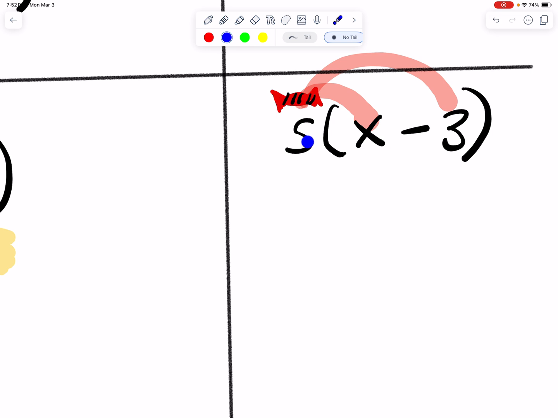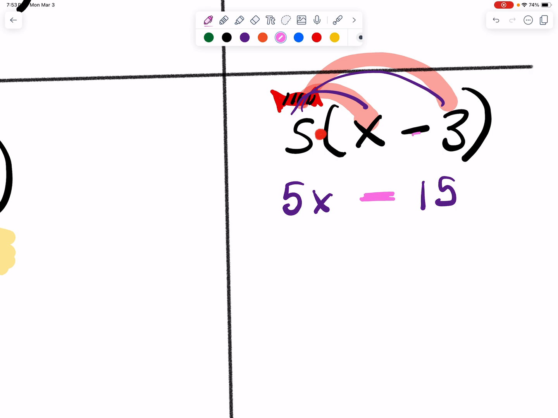So, give candy to the x and give candy to the 3. When you have a number next to a parentheses, it means to multiply. Let me do it in red. I told you I would do it in red. So, I do 5 times x is 5x. 5 times 3 is 15. And the only difference now is that instead of putting a plus, you're going to put a minus. This dude literally comes down to the party right here. And that's your answer.